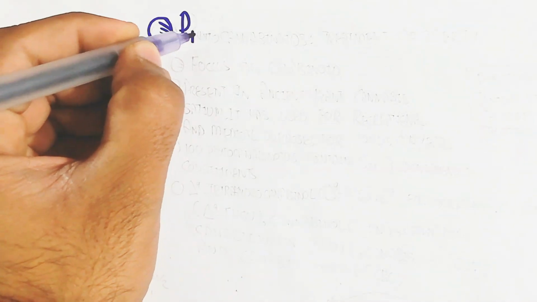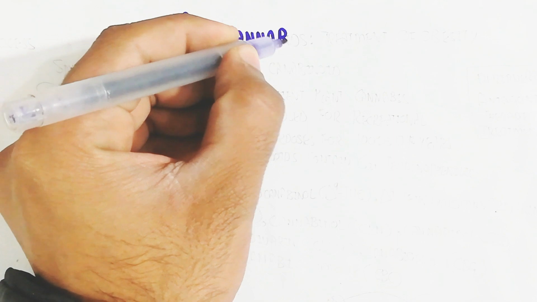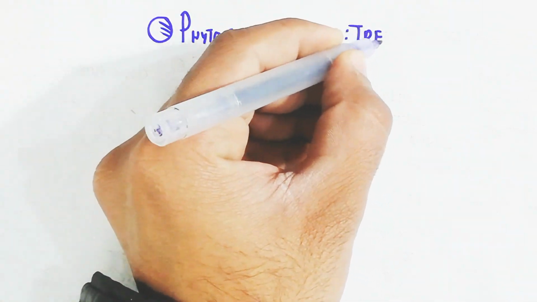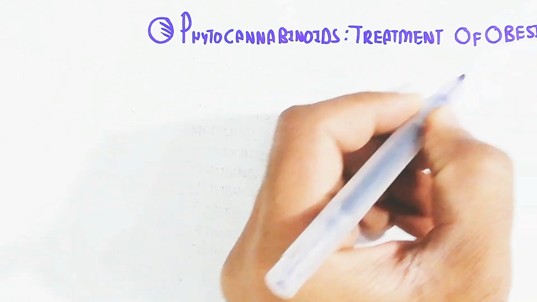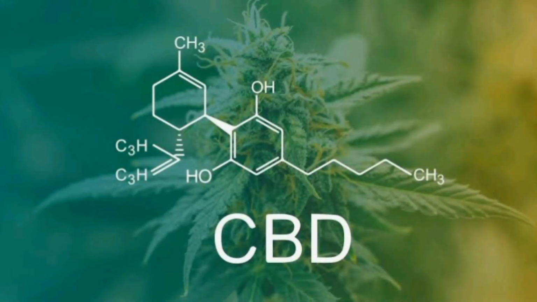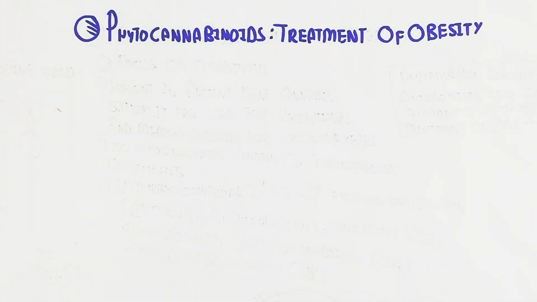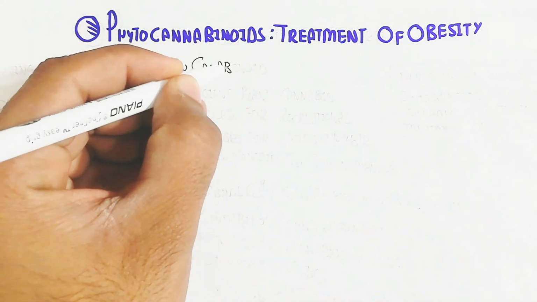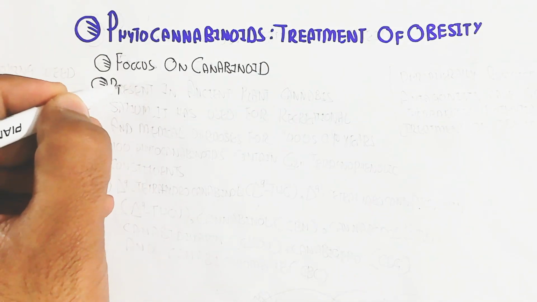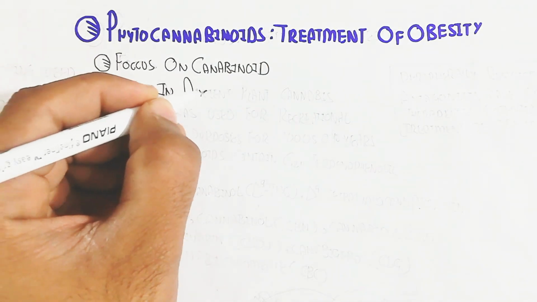Hello, in this video we will understand about the phytocannabinoids from the weed or Cannabis sativa, and we will also understand about the treatment of obesity. Cannabinoid chemicals occur naturally in the Cannabis sativa plant. We will get an overview in this video of the cannabinoid and endocannabinoid system.